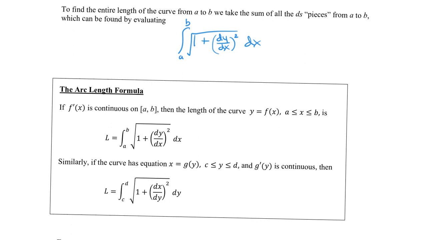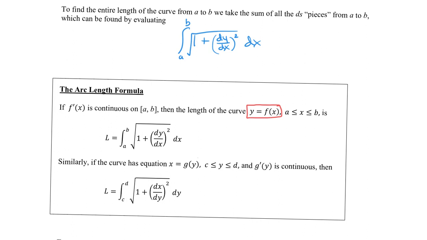But there are a couple formulas here. So it says if f prime of x, the derivative, because remember we're going to have to take that derivative and square it. Remember, f prime of x means the same as dy dx, right? So if this derivative is continuous on the closed interval [a, b], then the length of the curve y equals f of x, where x is between a and b, is right here, the formula that we just talked about. This is the more standard form of y equals f of x, a function y in terms of x.